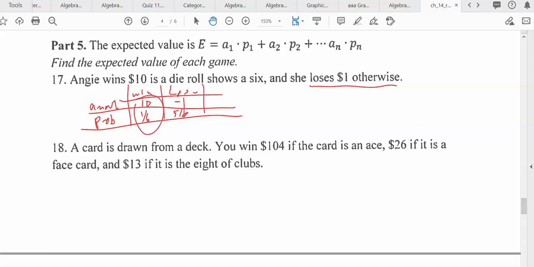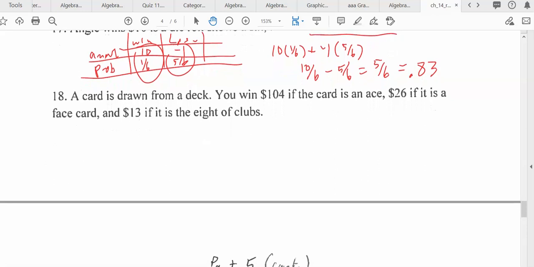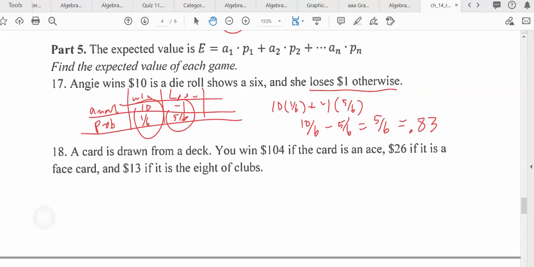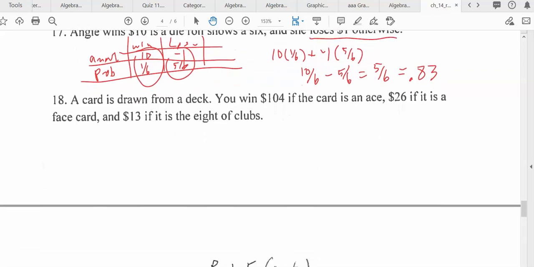Then you multiply amount times probability: 10 times 1/6, plus the amount times probability, so -1 times 5/6. So you get 10/6 minus 5/6, which is 5/6. But we don't like that answer. We want to put it in decimal form, so about 83 cents when you divide 5 by 6. So you win 83 cents every time you play on average.